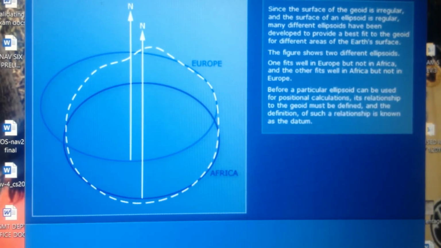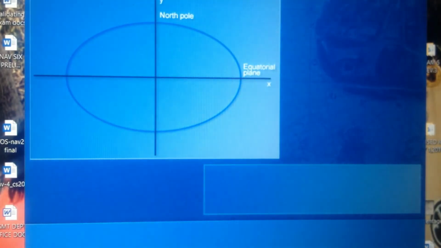Before a particular ellipsoid can be used for positional calculations, its relationship to the geoid must be defined, and the definition of such a relationship is known as the datum. The ideal geodetic datum for a worldwide reference system is one that is truly geocentric and oriented through the two poles and the Greenwich meridian.